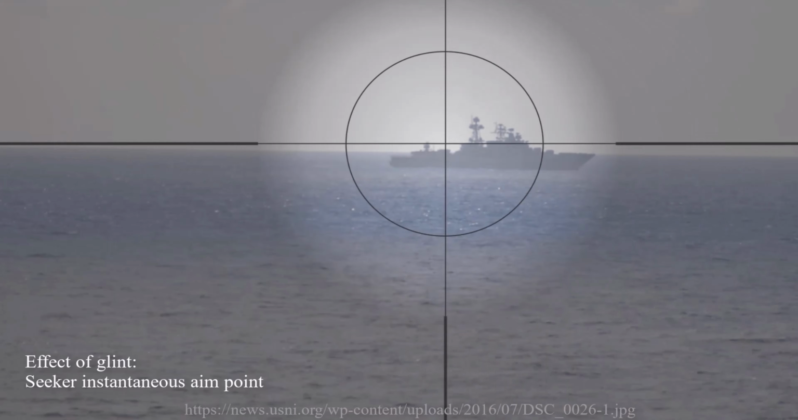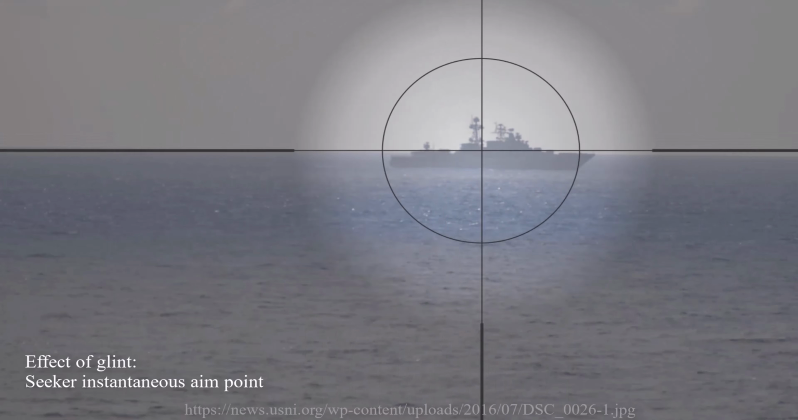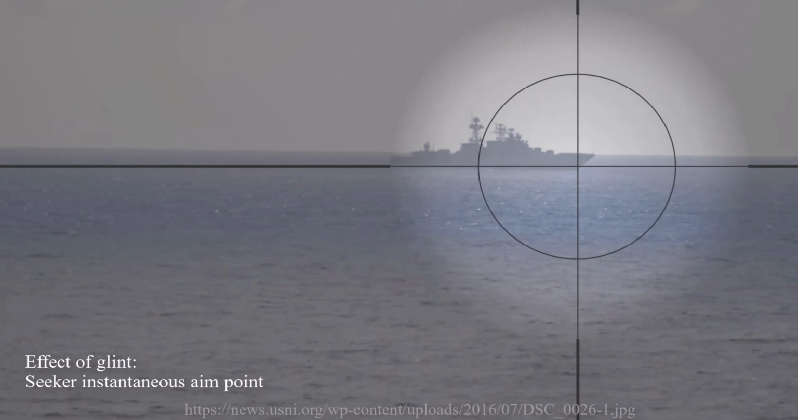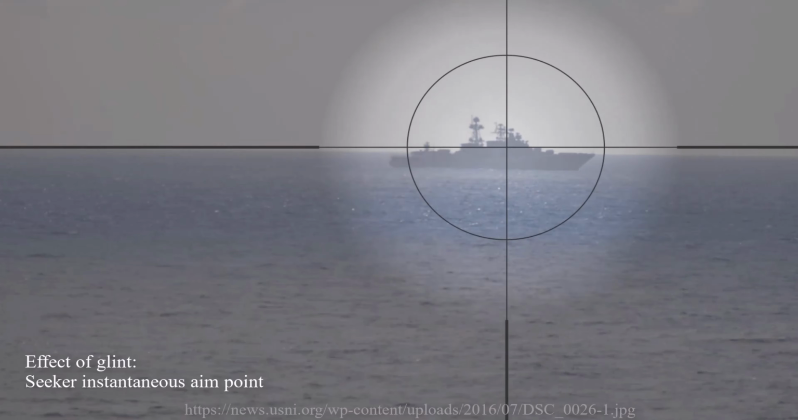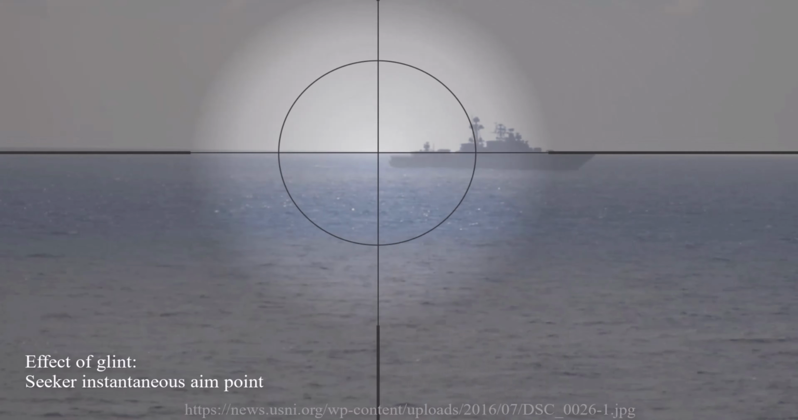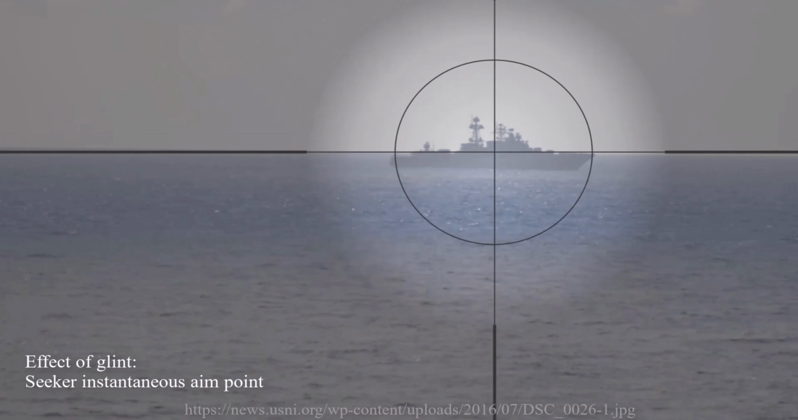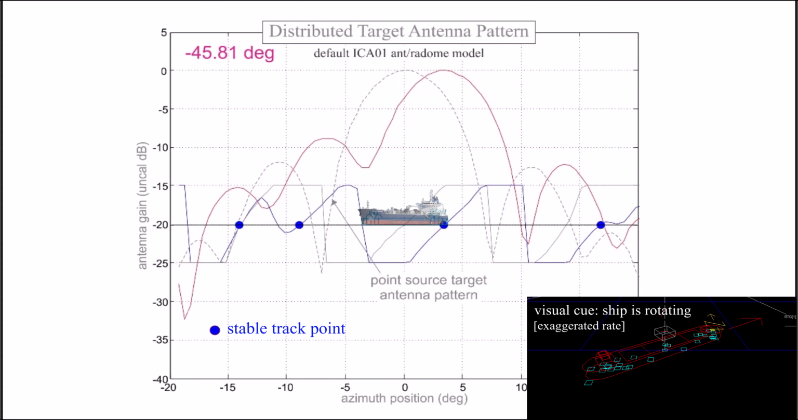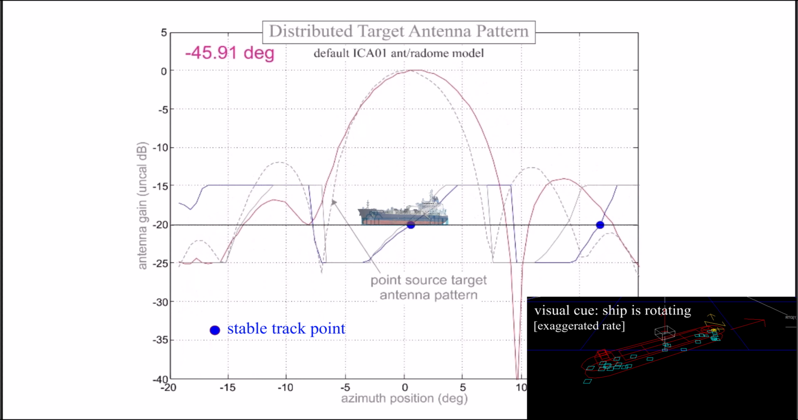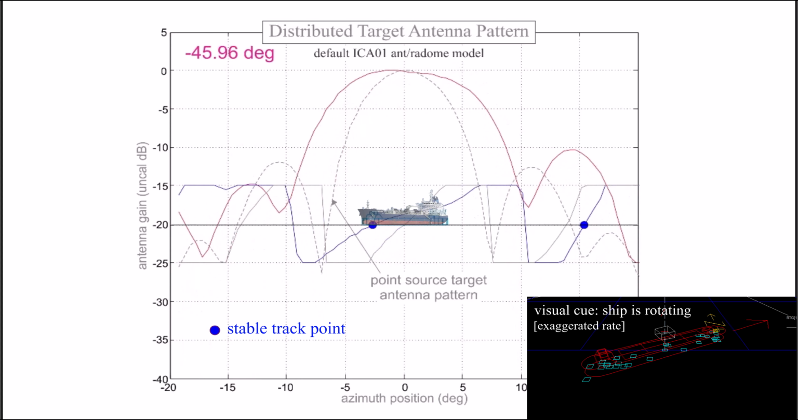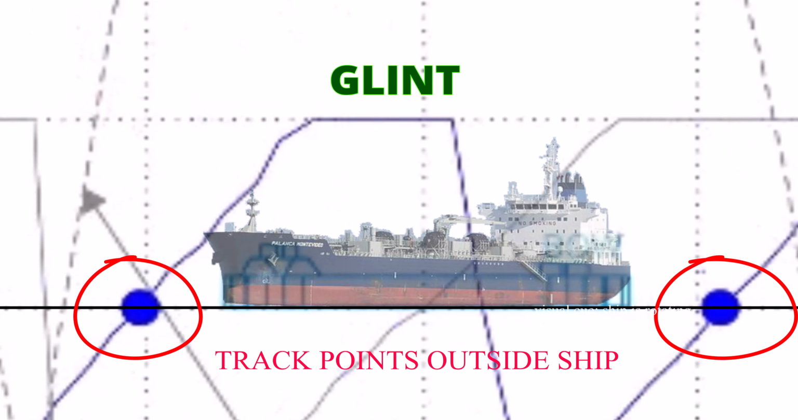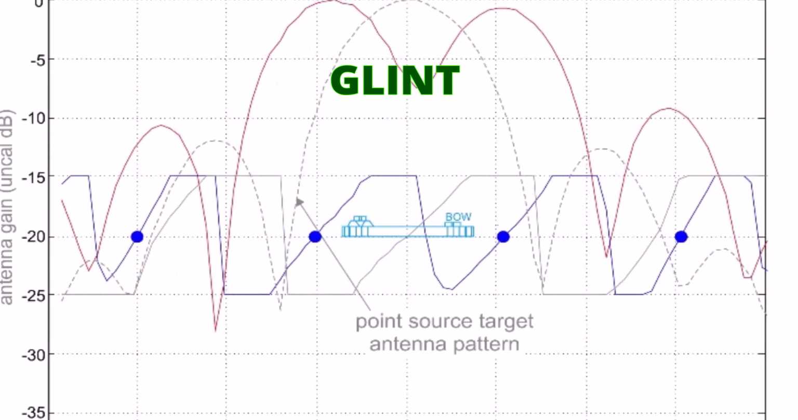Now, when a seeker looks at a distributed target like a ship, it doesn't see what we see with our eyes. Ships kind of twinkle to a seeker. The antenna instantaneous aim point stays mostly on the ship, but it wanders, and it can wander pretty far. It can even wander outside the physical envelope of the target. And here it is happening in the graphs. Occasionally, the sum pattern becomes extremely distorted, and there is no stable track point within the physical bounds of the ship. That's the ship in the middle there.